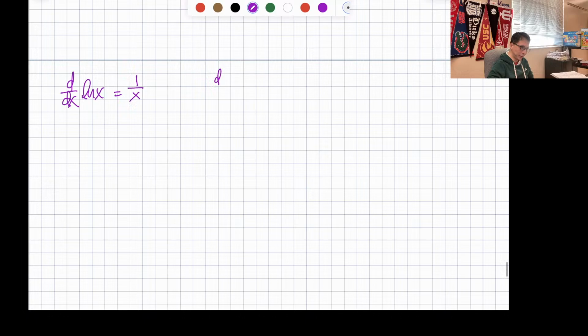Okay, so d/dx, what if it's not x? What if it's something else? Let's say it's u. U means other than x. Then you will get u prime over u. Are we okay here? Let me rephrase again. The derivative of natural log of x is 1 over x. The derivative of natural log of u is u prime over u.